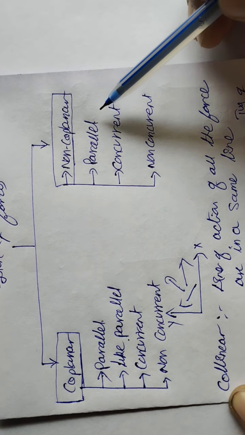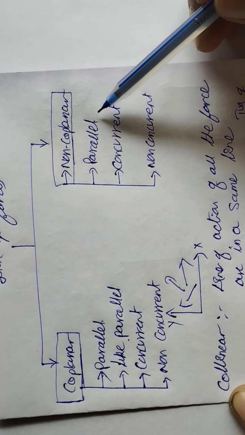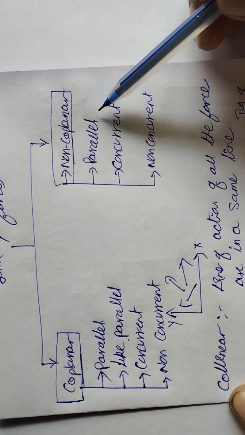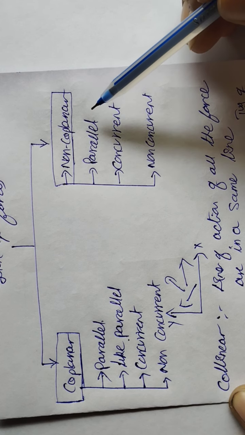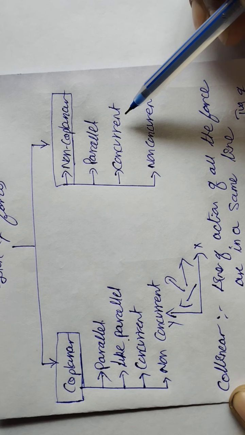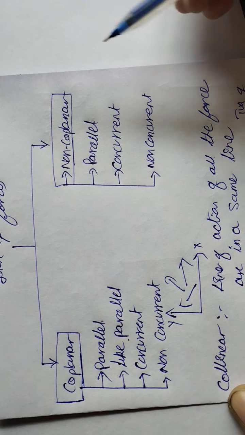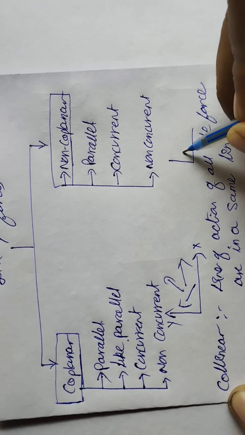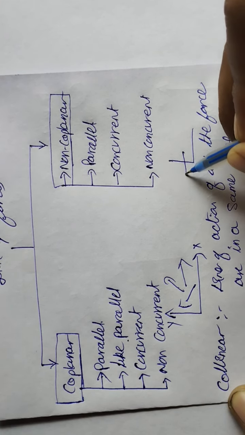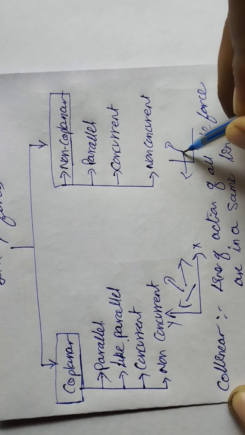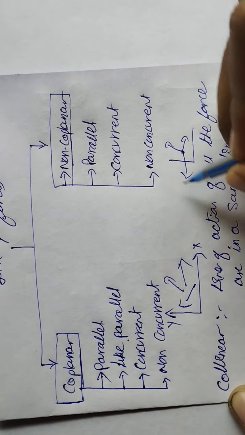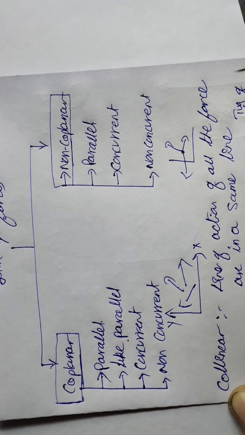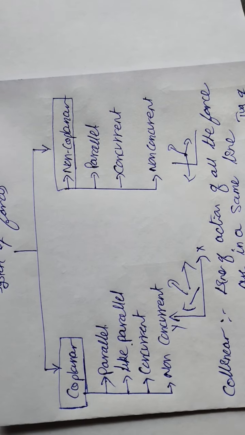So they are called non-concurrent coplanar forces. If the parallel forces do not lie in the same plane, they are called non-coplanar parallel forces. If the concurrent forces do not lie in the same plane, for example, let us say it lies in this way, they do not lie in the same plane but they are concurrent. So these are concurrent non-coplanar forces or non-concurrent non-coplanar forces.